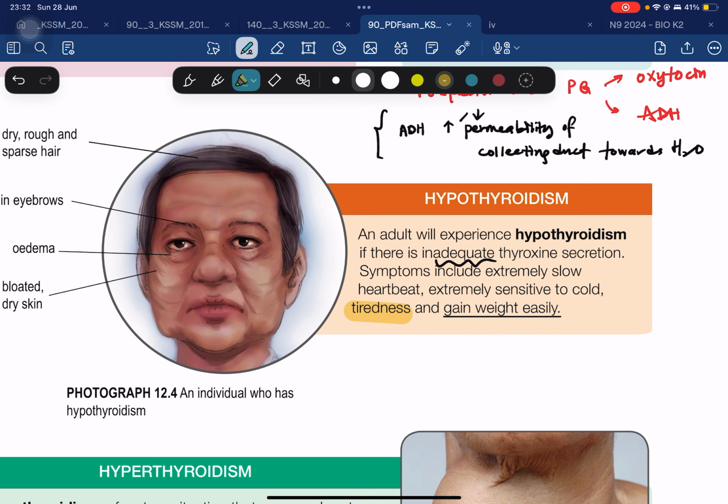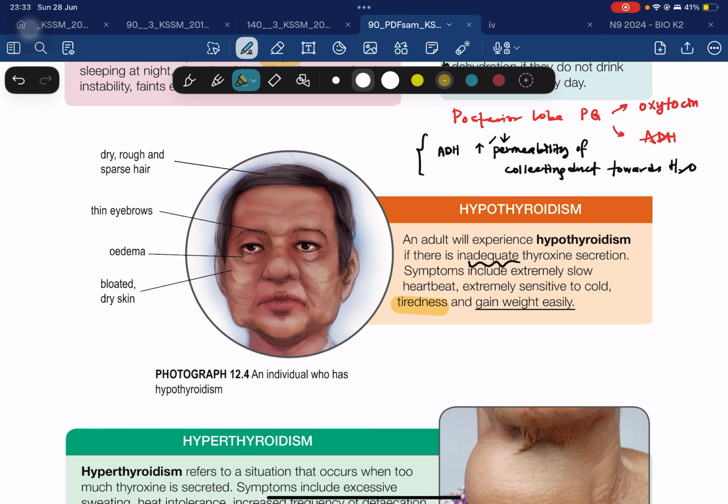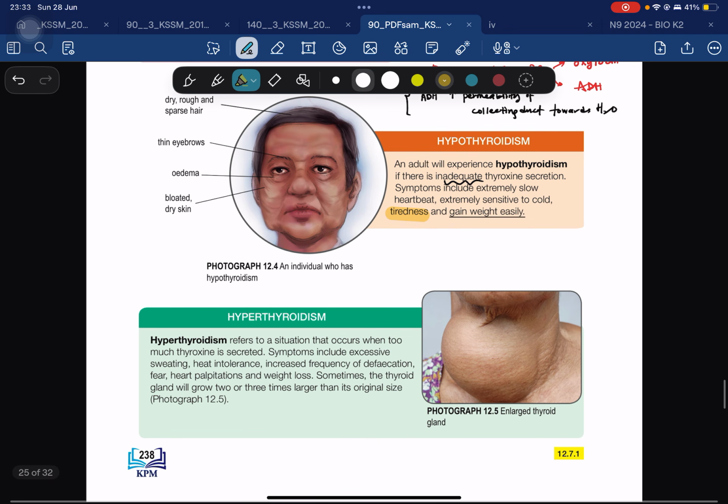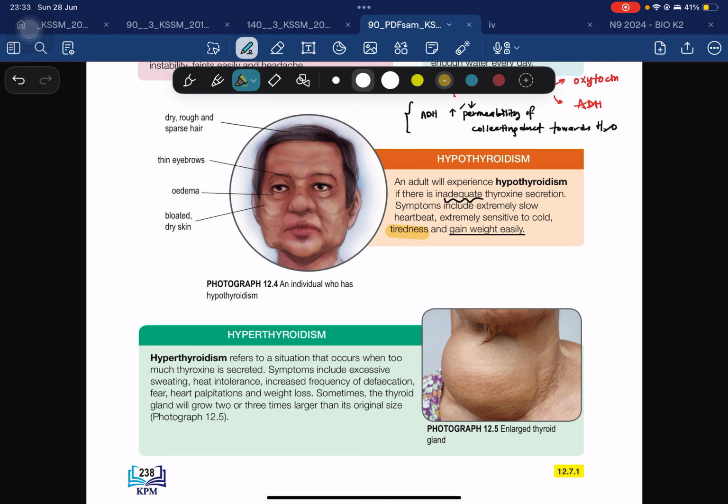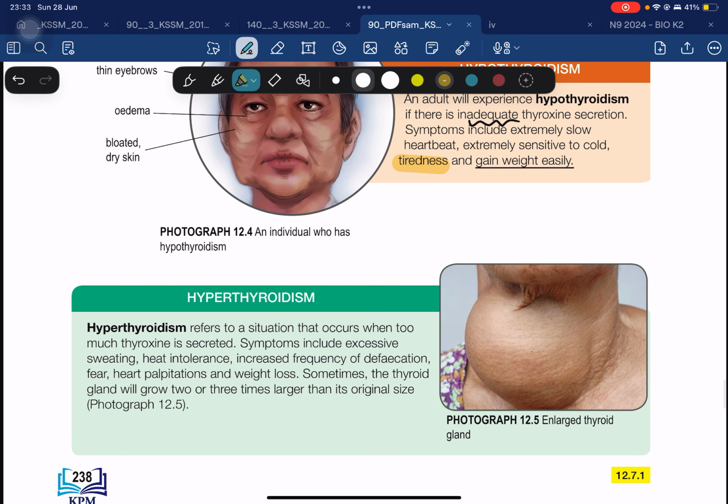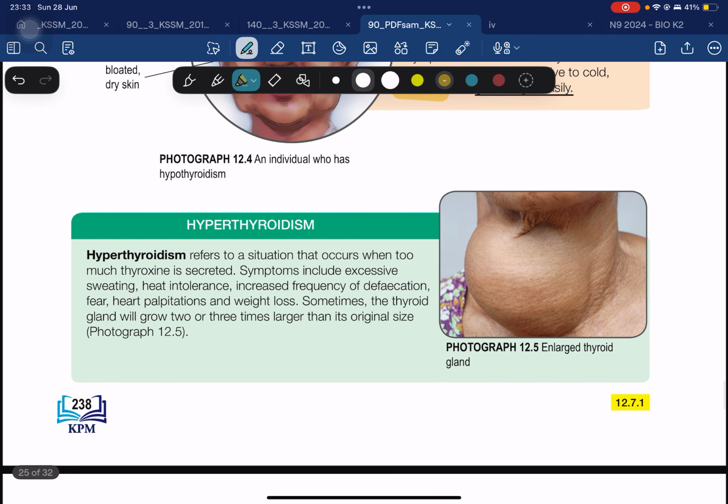But at the same time, we can say in contrast, if a person produces a lot of thyroxine, their metabolism rate will become extremely high, extremely sped up, so they will easily lose weight. And as they are sweating, they easily lose their weight.